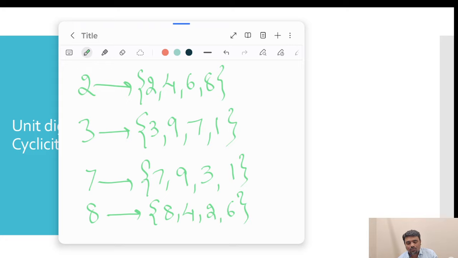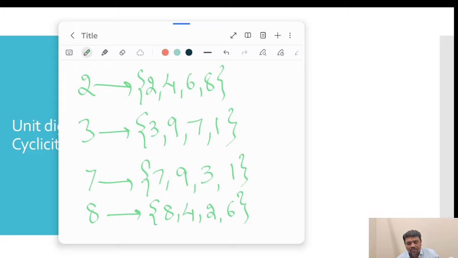For 2, it is 2, 4, 6, 8. For 3, it is 3, 9, 7, 1. Remember doesn't mean that you have to learn these numbers by heart. It is very simple numbers. If it is 2, in mind calculation you can do it. 2. Next is 4. 2 2s are 4. Then 8. 8 2s are 16. I need not bother about that 1. 6.